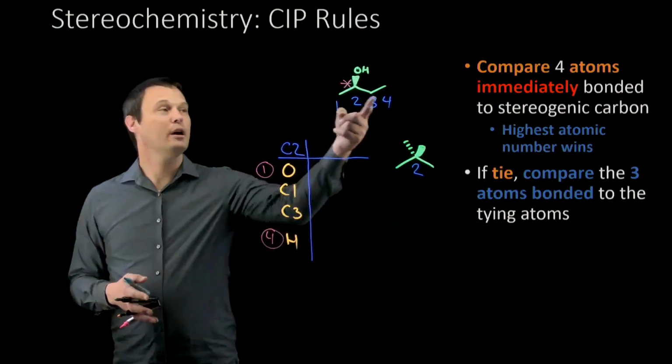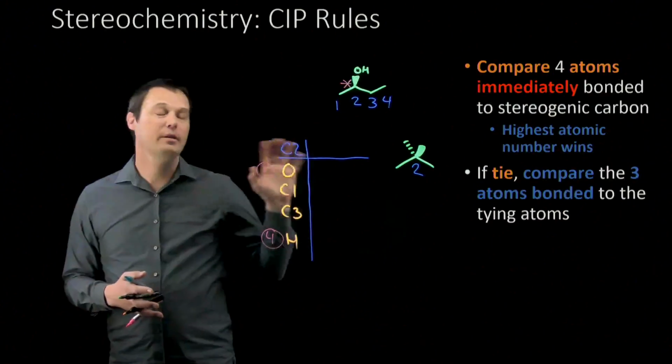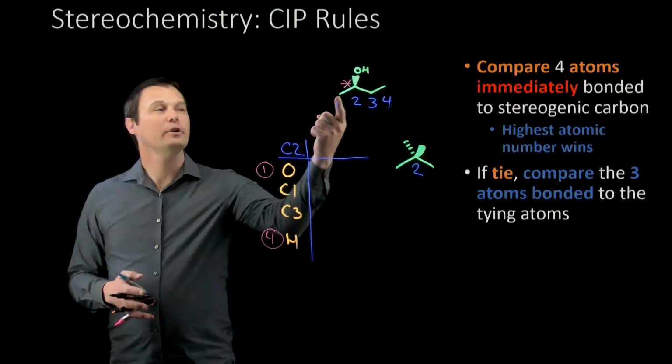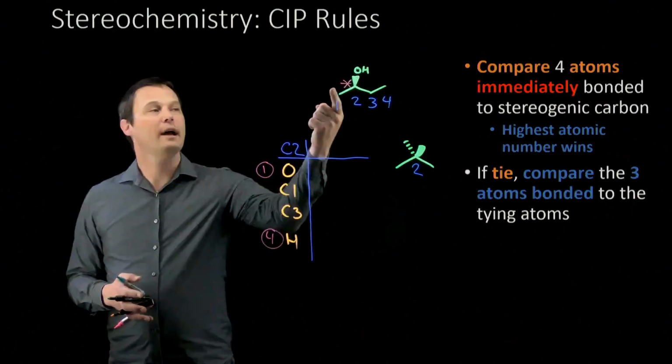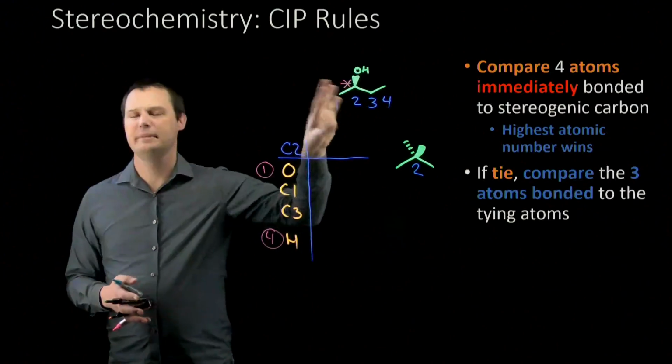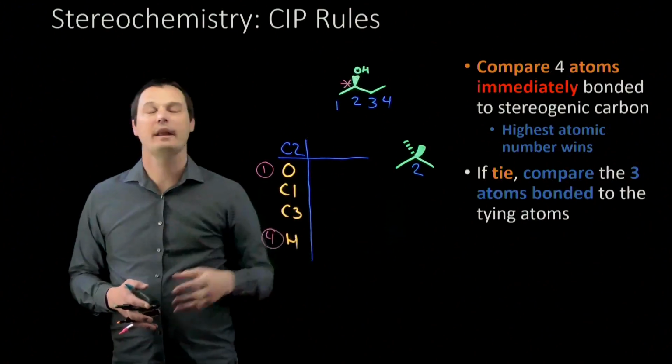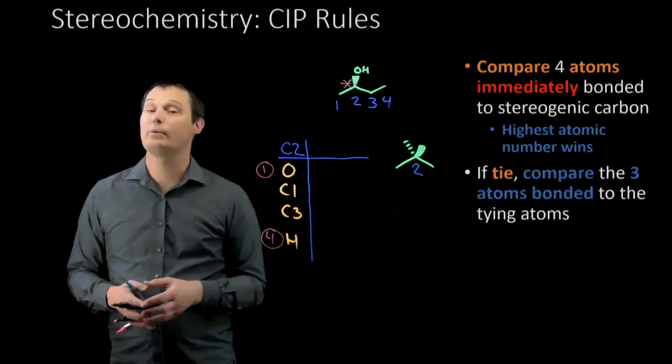Here we have carbon 1 and carbon 3 that are both the same element, so we compare the next 3 groups bonded to the tying elements, just like we would in war. We move our focus over to carbon number 1, and we look at the 3 elements immediately attached to carbon number 1, never going backwards to carbon number 2. And we write those 3 elements in priority order next to carbon number 1. It's very important to write them in priority order.